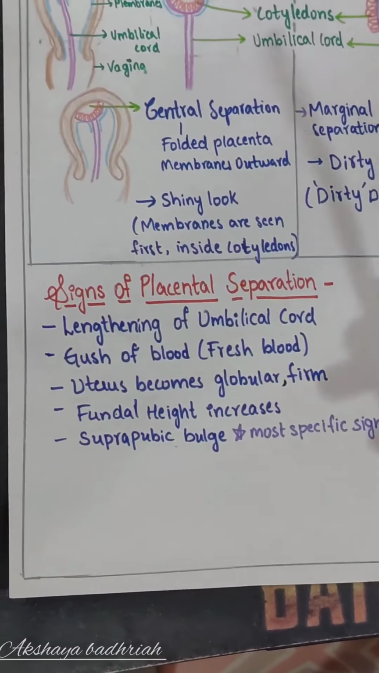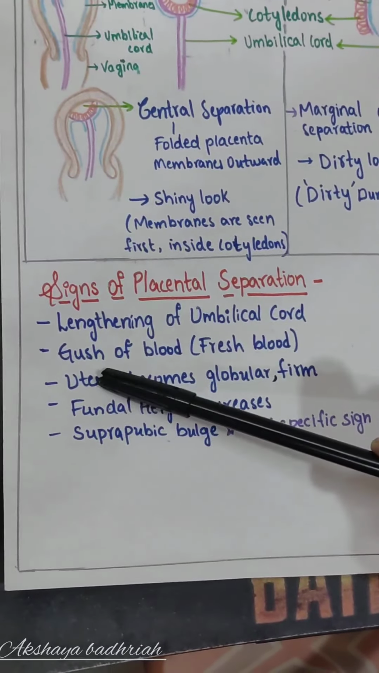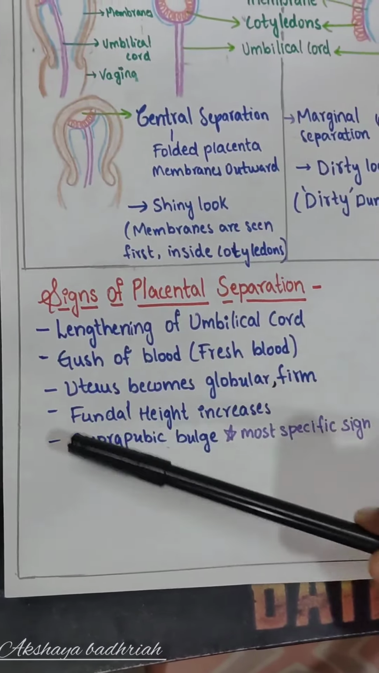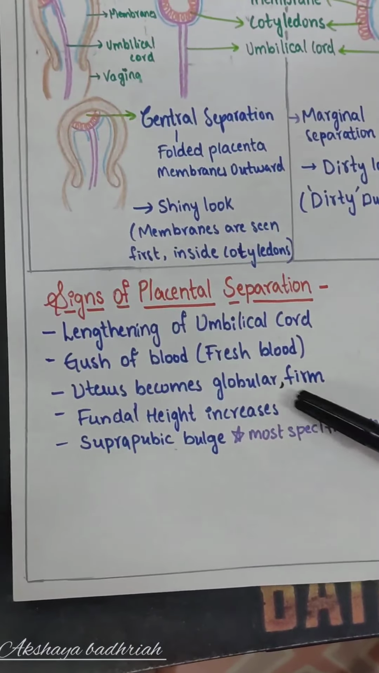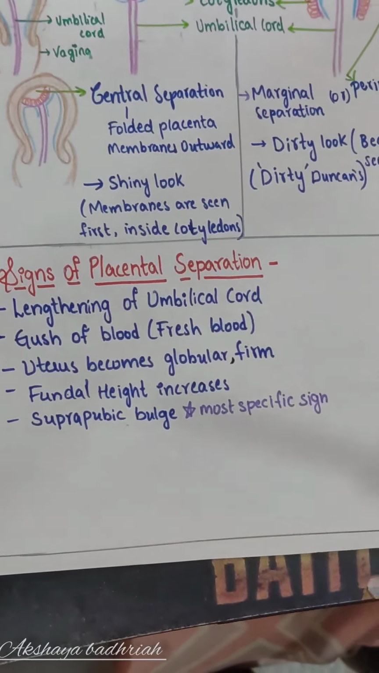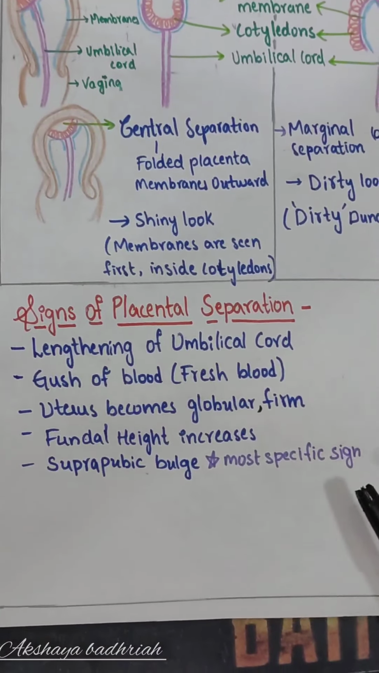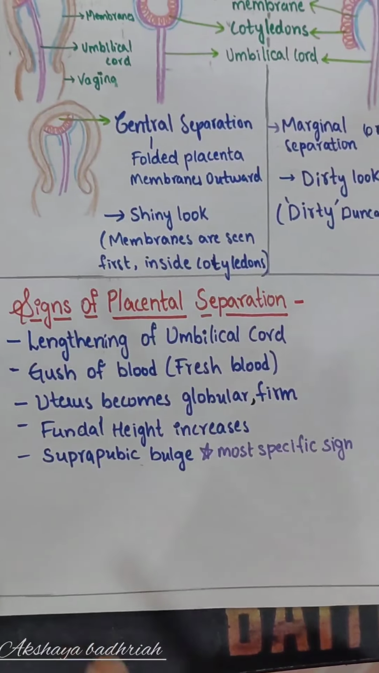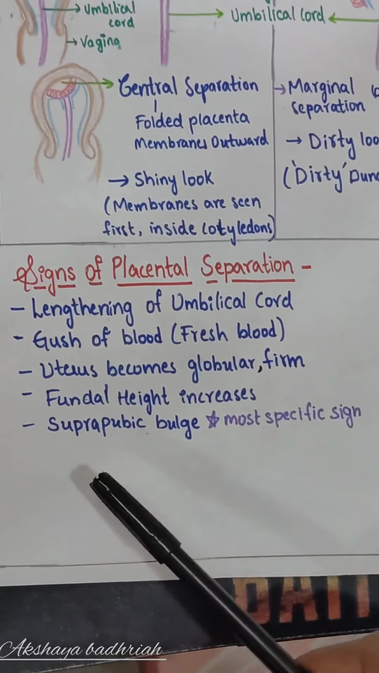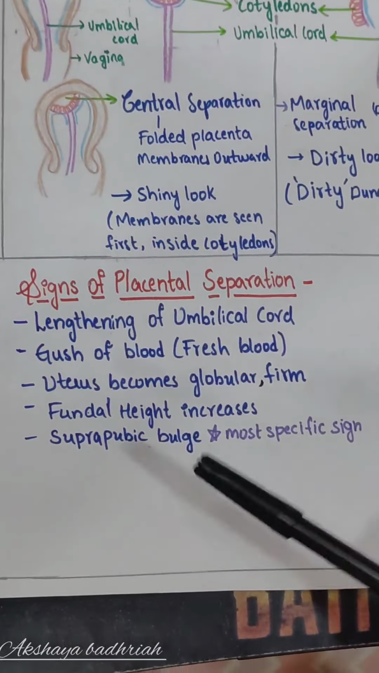Now, signs of placental separation are lengthening of the umbilical cord, a gush of fresh blood, the uterus becoming globular, and the fundal height increasing. Suprapubic bulge is a more specific sign. Suprapubic bulge is when the placenta comes out, the contraction of the uterine muscle takes place, which leads to a bulge in the abdomen, which is known as suprapubic bulge.